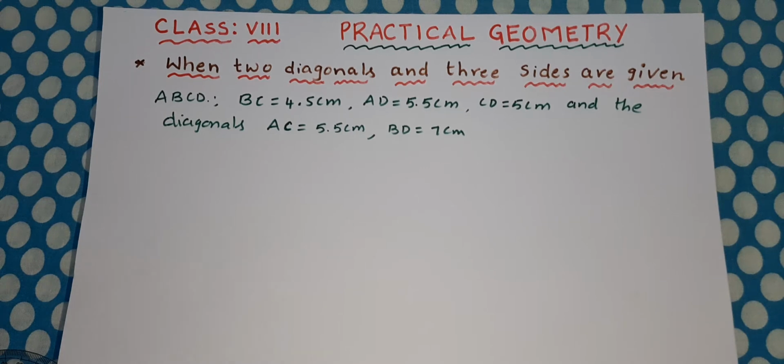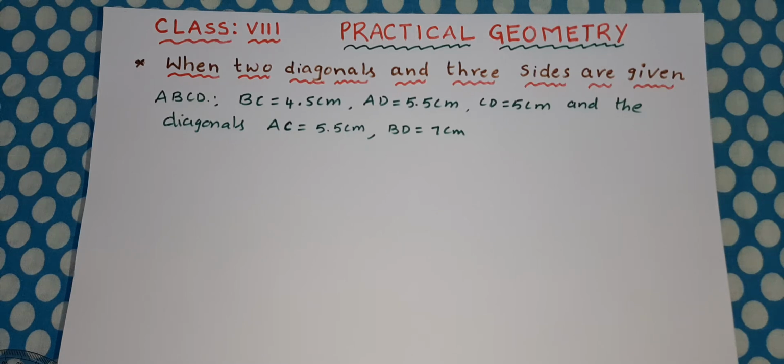Right, welcome to today's math class, practical geometry. We continue our session. In the previous class, we discussed how to construct a quadrilateral when four sides and one diagonal are given. Today, we are going to construct a quadrilateral when two diagonals and three sides are given.